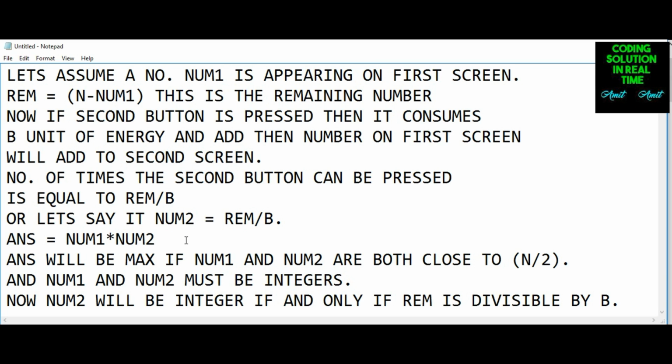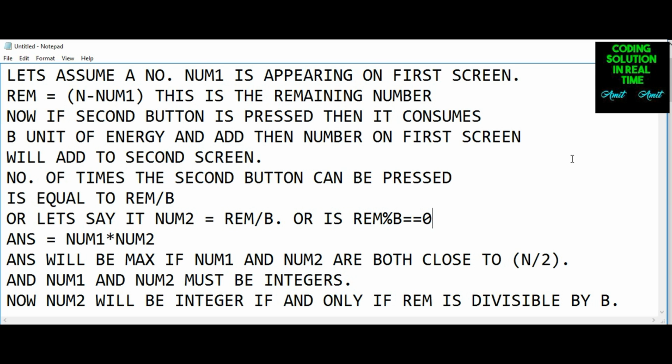Now num1 and num2 must be integers. Num2 will be an integer if and only if the remaining units of energy is divisible by B, or mathematically, remaining percent B should be equal to 0.